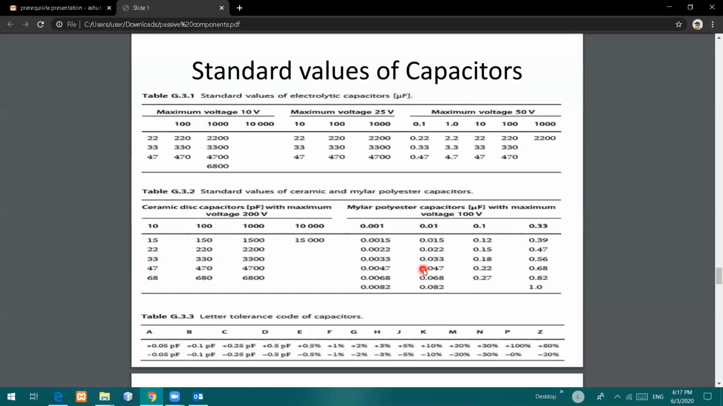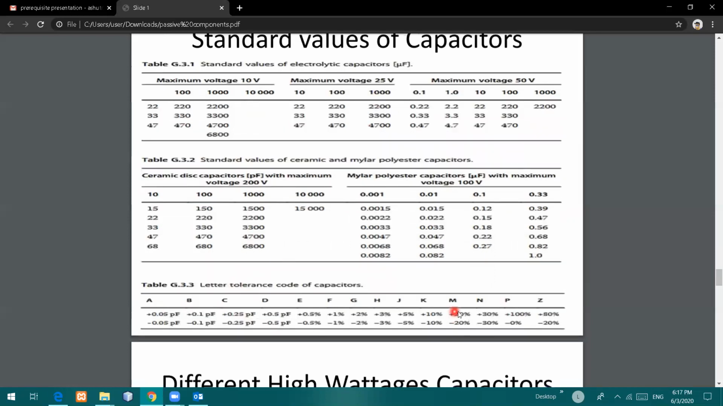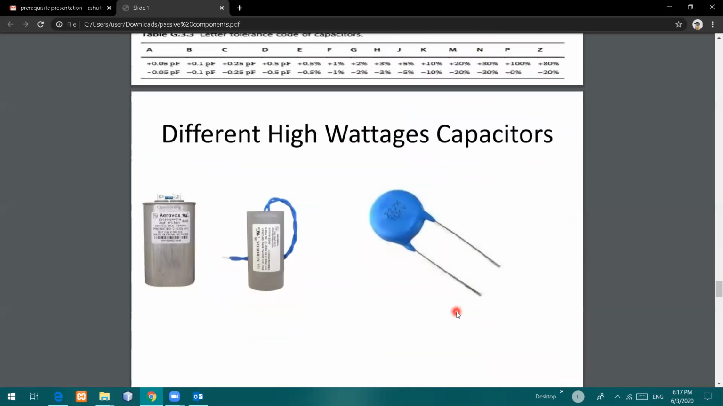Now what are the standard values of the capacitance? This is the chart for the standard values of the capacitance. Capacitors are generally available in microfarad, and these are ceramic, mylar, polyester capacitors. Already I showed the photographs of the capacitors in my earlier presentation. Maximum voltage is also given, 50 volt. As voltage changes, the capacitance value offered also changes. These are all the standard values of capacitance available in the market. You have to go through this particular table.